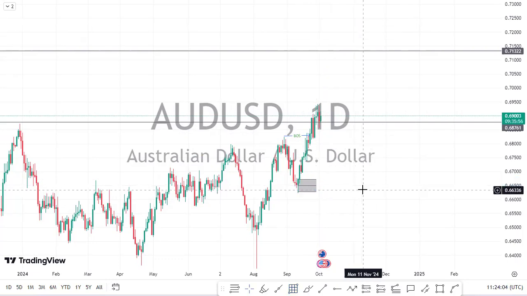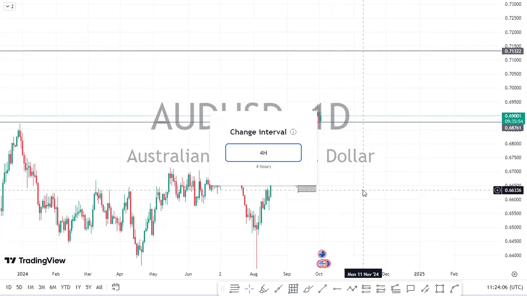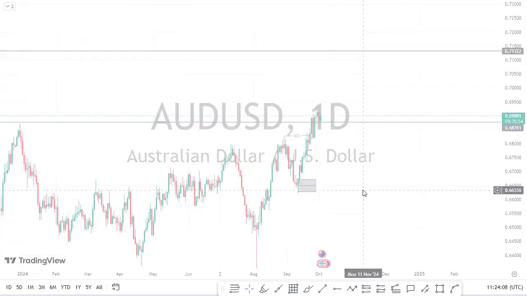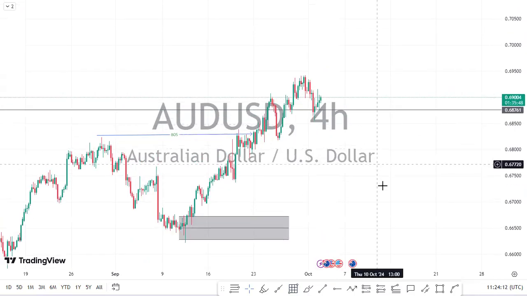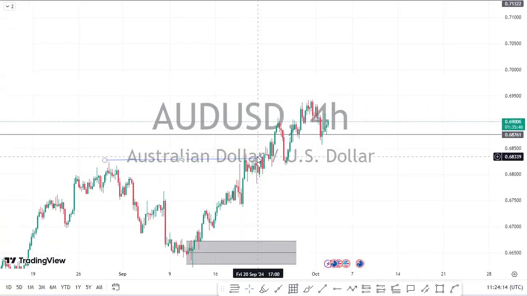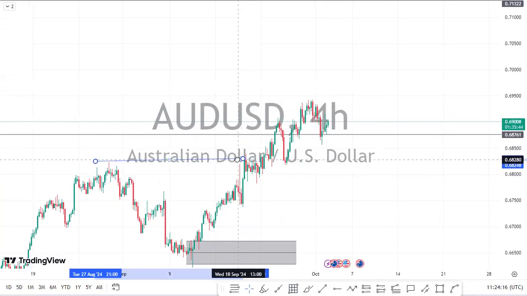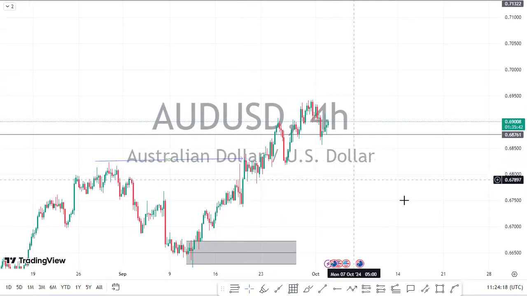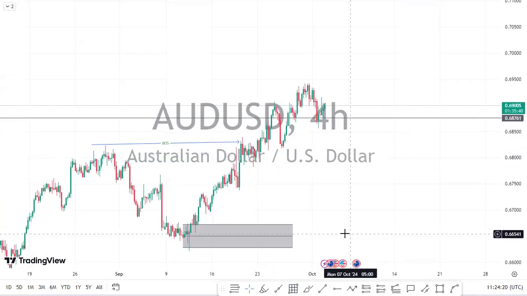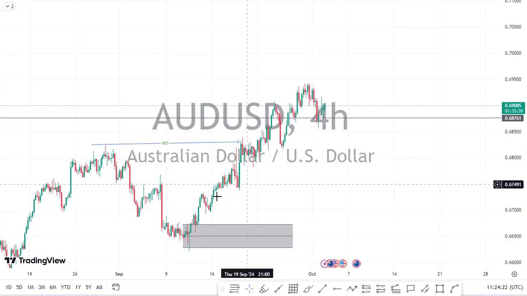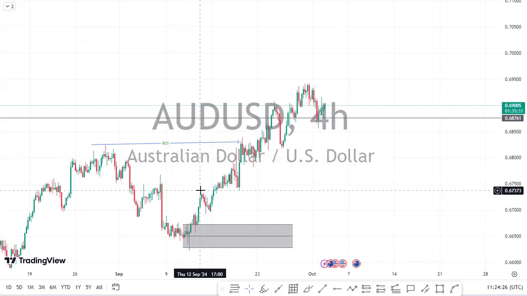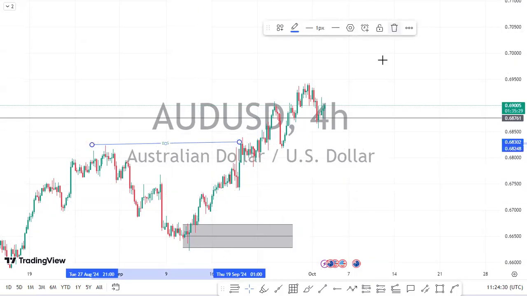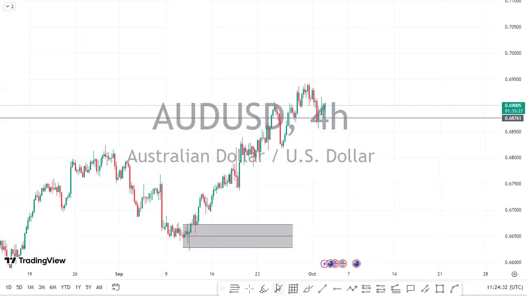Now to H4, so 4 hours. On 4 hours now, so this is the daily break of structure. Now let's look at 4 hours. Let's now analyze price on 4 hours. So we have this low, we have this. Let me now delete the daily and look at, let's do 4 hours break of structure.